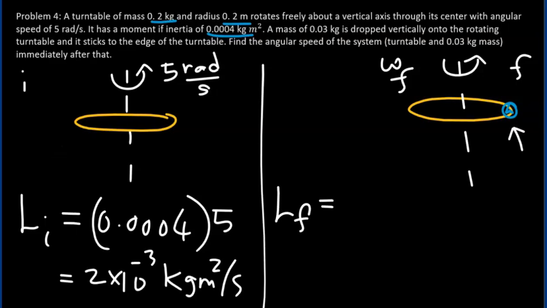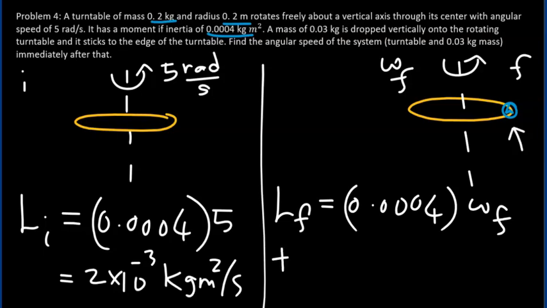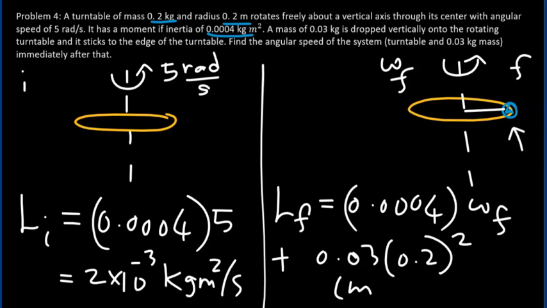The final angular momentum, that is after the tiny mass dropped on the edge of that turntable, is given by the angular momentum of the turntable, which is 0.0004 times the new angular speed, plus the angular momentum of that tiny particle, which is 0.03. Since it's at the edge, you have to multiply that by 0.2 squared, because the radius is 0.2. So this is actually the moment of inertia equation for a point particle. And then you multiply that by the new angular speed.